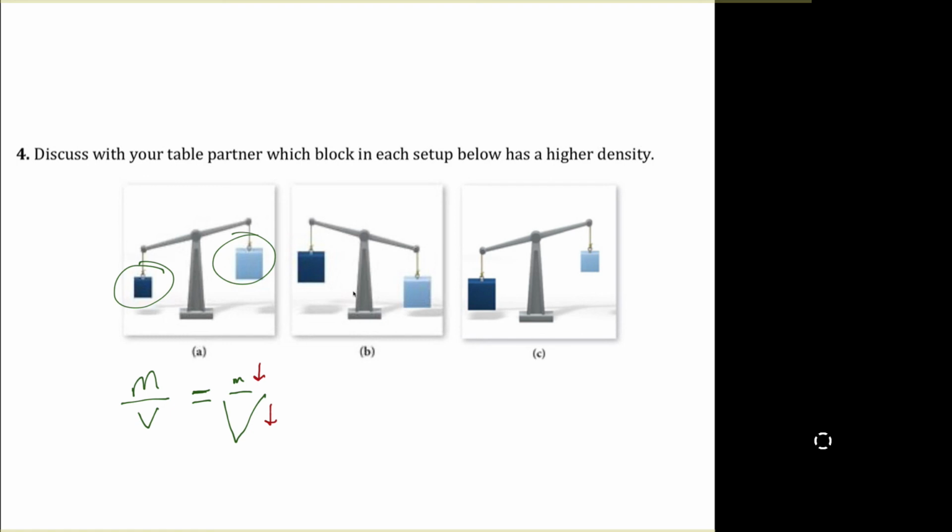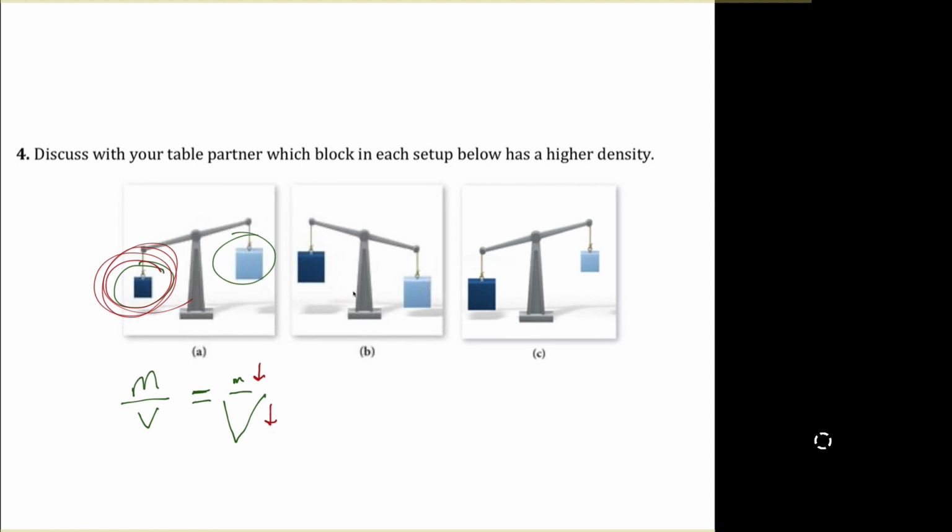So the one with the higher density is this one, because not only does it have a greater mass, but it has a smaller volume. It has a greater mass and a smaller volume. Now let's go ahead and take a look at the next situation. And I'm going to go with purple this time.